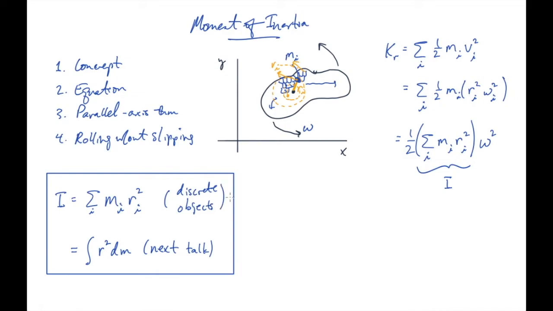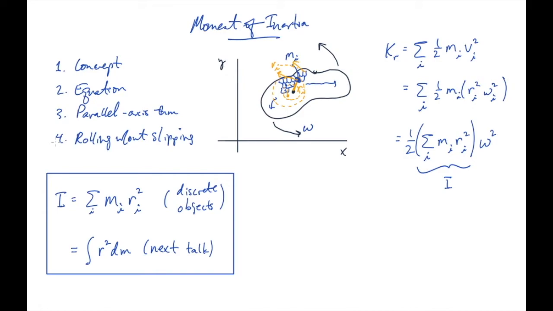When you have a continuous object, use the integral form. All right, so that's how we calculate moment of inertia. We'll do some examples in the next talk. There's a couple of other things that I want to introduce to you here. We want to talk about the parallel axis theorem, and we need to talk about rolling without slipping again. Let's first talk about the parallel axis theorem.